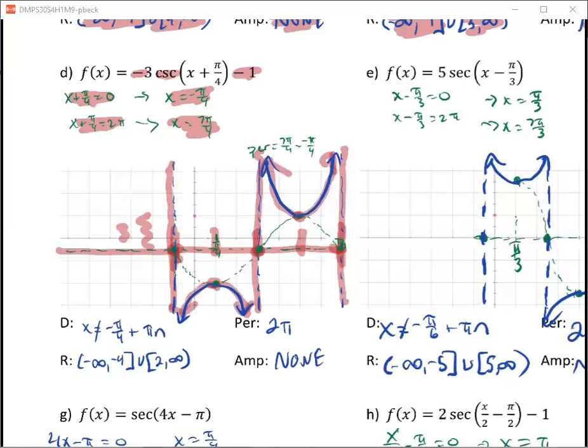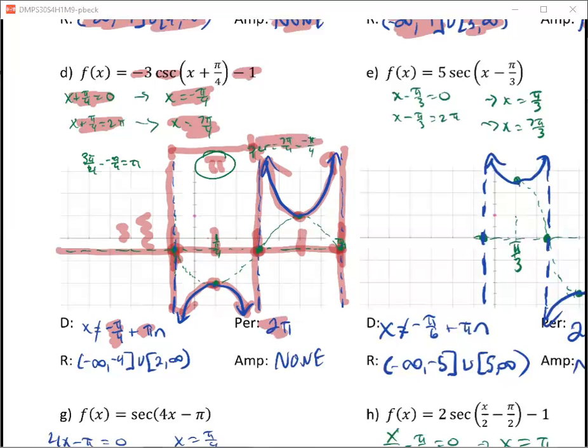So our first asymptote, we started at x equals negative pi over 4. And then from here to here, that distance does equal pi. In case you want to double check, you could say, okay, what is 3 pi over 4 minus negative pi over 4? That does equal pi. So that establishes that the distance between asymptotes is indeed pi. So negative pi over 4 plus pi n is what we cannot include. Our period does equal 2 pi.